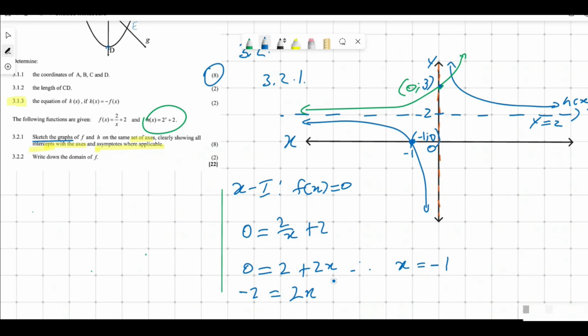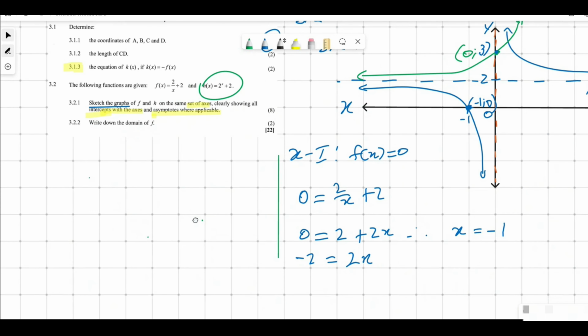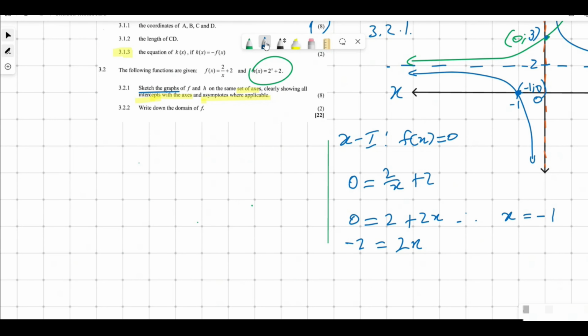I really wish that you can practice this, redo it, master this thing and then get all these marks. This 22 marks is for free. Okay, then let's go back. 3.2.2, what are they asking there? Can you see the question? Yes, the domain of f.